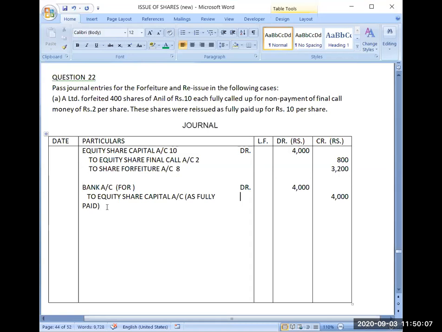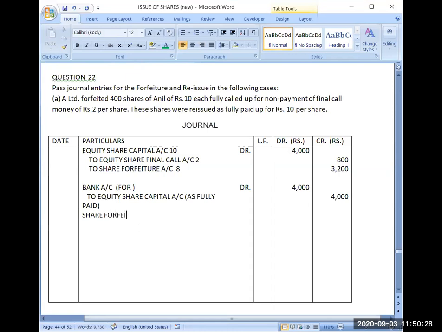Capital reserve will always be there. Because you don't have any loss, now you have to transfer this balance amount which you have got on the forfeited shares. It is your capital profit. You have to transfer this amount into capital reserve.